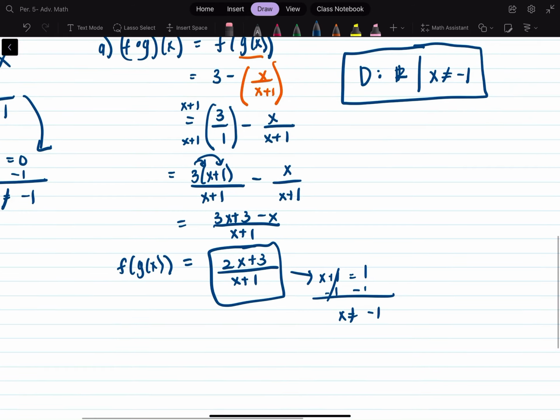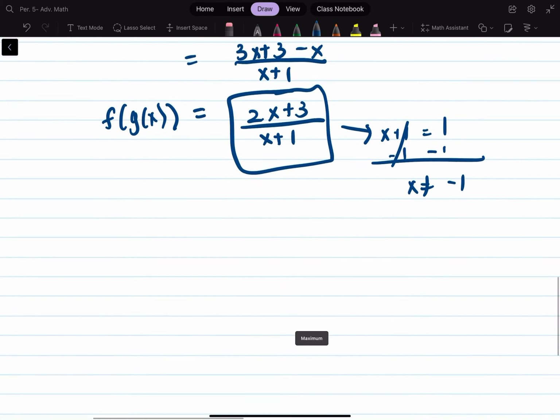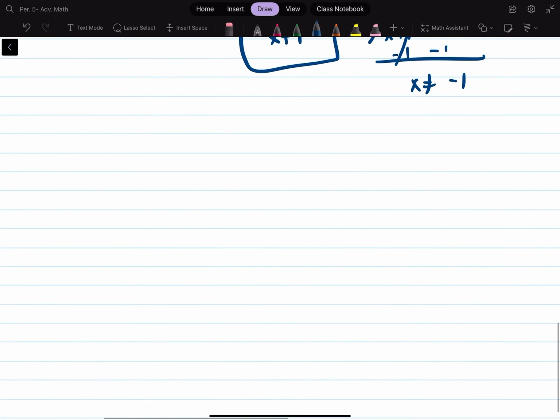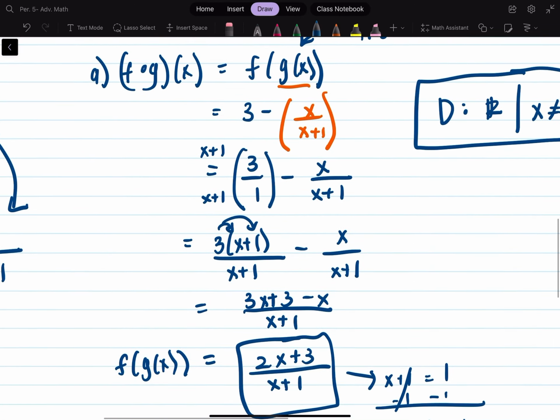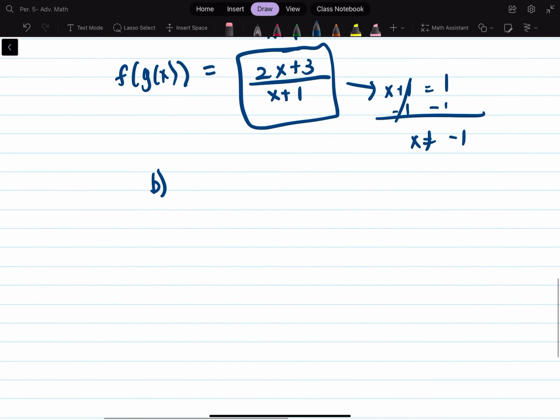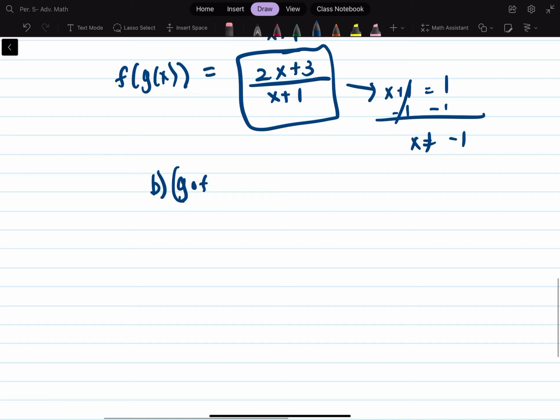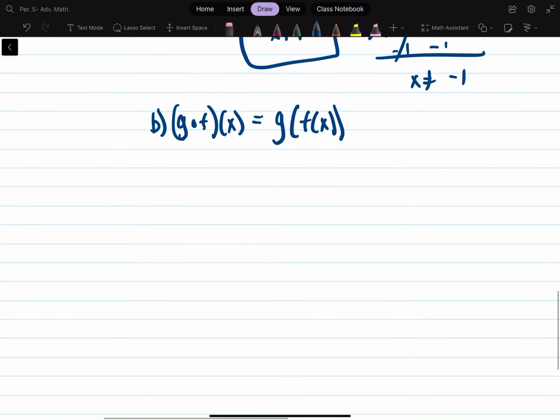We're going to go ahead and do one more, and then we will be done with these sets of notes. Okay, part B. What did I say we were going to do? Oh, yes, g of f of x. So by definition, that's taking the function g and then substituting in f of x.